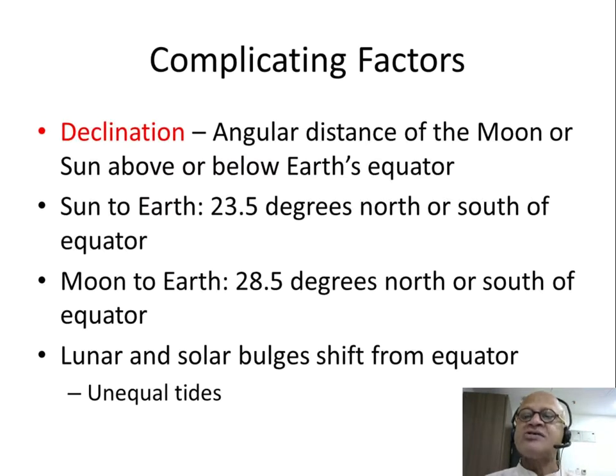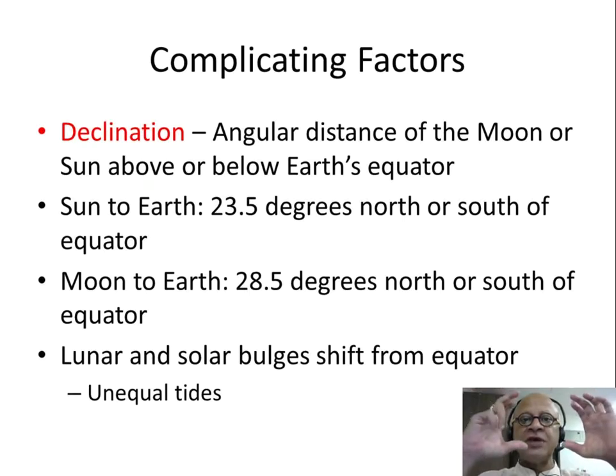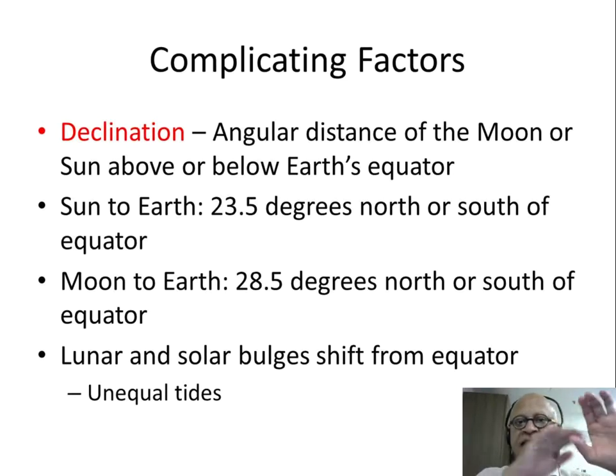Okay, so declination of the moon. That's the angular distance of the moon or sun above or below the Earth's equator, right? When we did the idealized tides, we made the Earth stand up like this with pole to pole axis going vertical, and we put the moon and the sun on the equatorial plane. Now it's time to move them to where they really are in the real world, right?